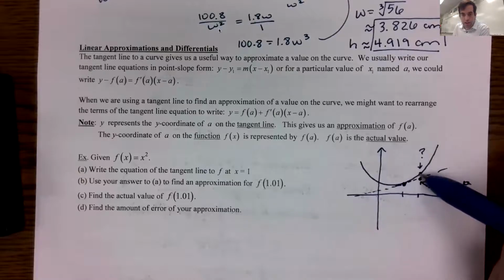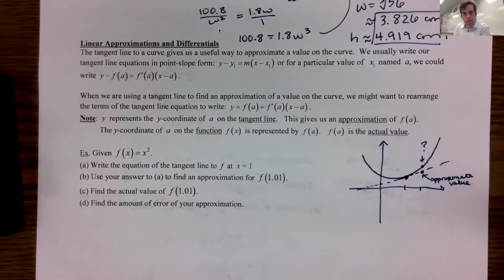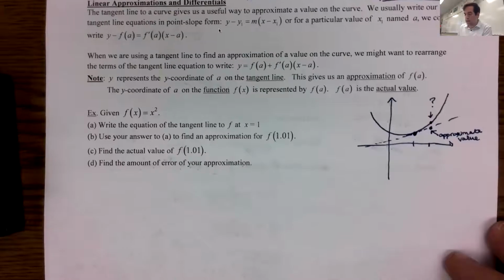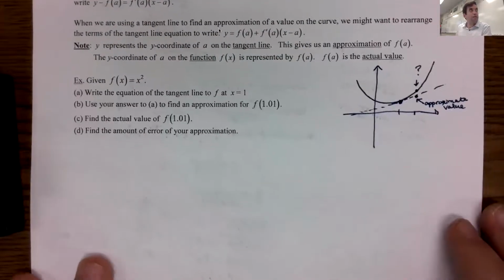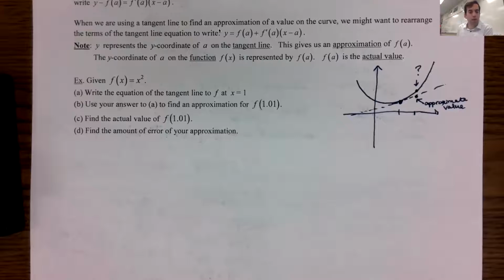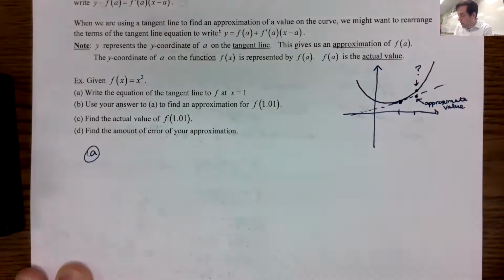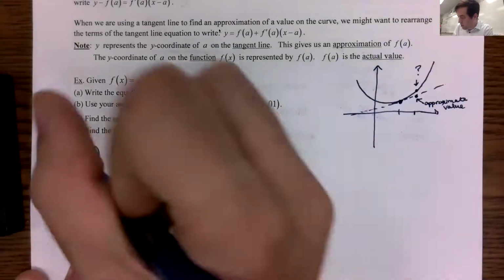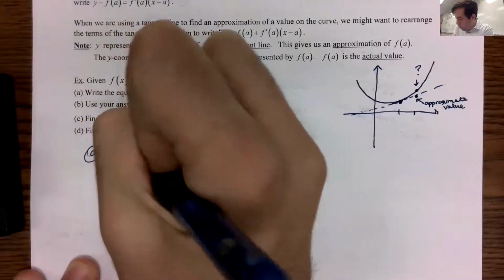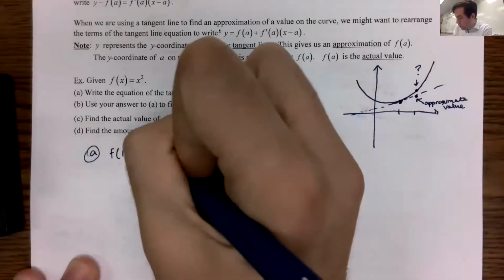And you can already tell it's a little bit off, and the further away we get, the more off it's going to get. Like if we tried over here, we'd have our approximation down here, and the curve would actually be all the way up here. But here it's pretty close. So that's what we're going to try to do here. So let's take a look at this example. Given f of x equals x squared, write the equation of the tangent line to f at x equals 1. So first of all, we are going to need to know the ordered pair at x equals 1. So the f of 1 is 1 squared, which is 1.